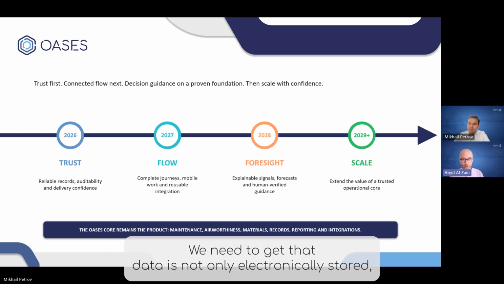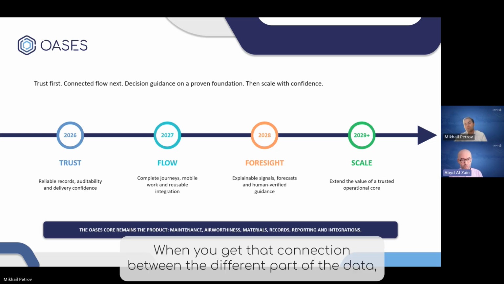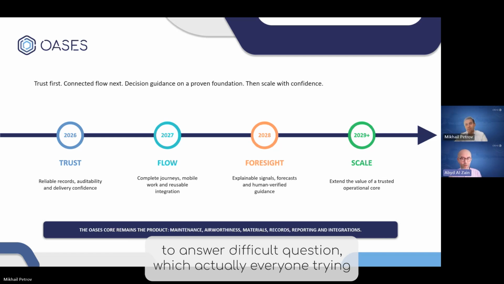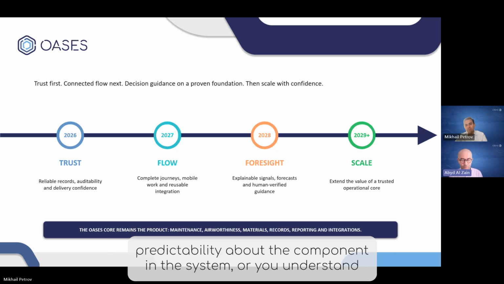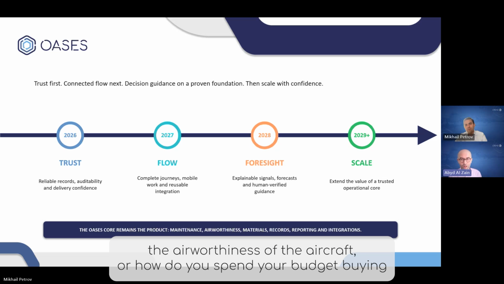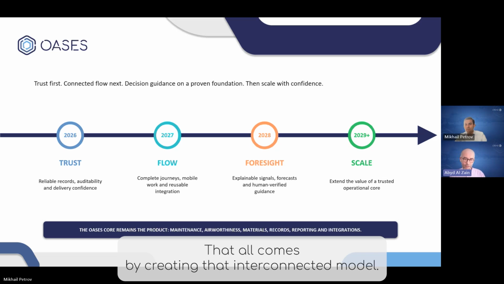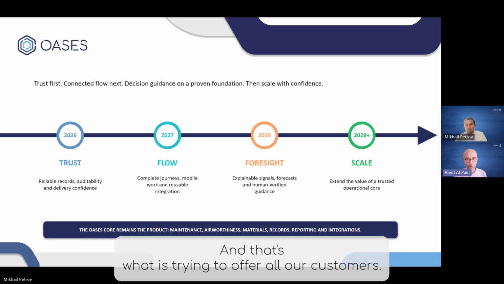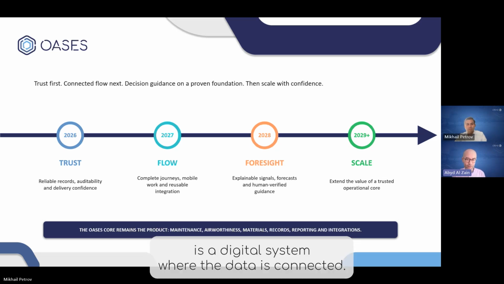We need the data to be not only electronically stored, but also connected. When you get that connection between the different parts of the data, you're able to have a multi-dimensional model of the data, and then you're able to answer difficult questions which everyone is trying to answer. These questions could be to understand the predictability of a component in the system, or the airworthiness of the aircraft, or how to spend your budget buying materials for the stock. That all comes by creating that interconnected model. And that is what we call a digital system. And that's what OASES is trying to offer all our customers. And I'm going to repeat this: it is not a paperless system, it's a digital system where the data is connected.